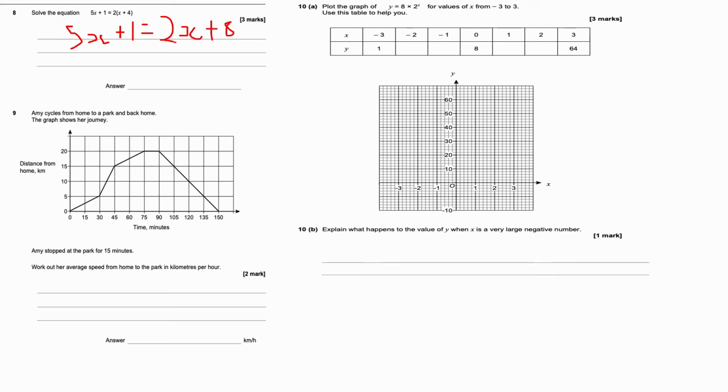I'm now going to subtract the 2x on both sides because I want to get all my x's on one side of the equation and all my numbers on the other side. 5x minus 2x is 3x, so 3x plus 1 is equal to 8. Subtracting 1 on both sides, I'll get 3x is equal to 7. Dividing it by 3, I get x is equal to 7/3.